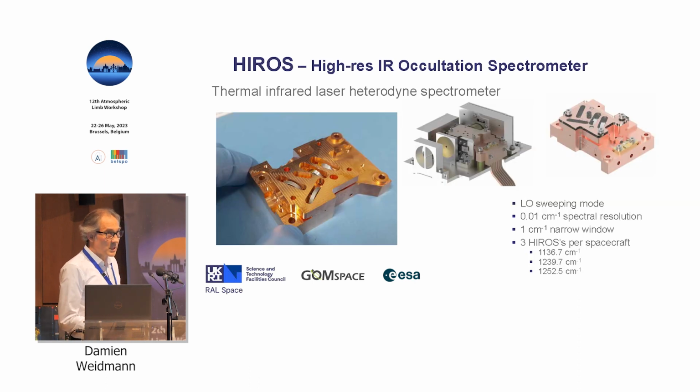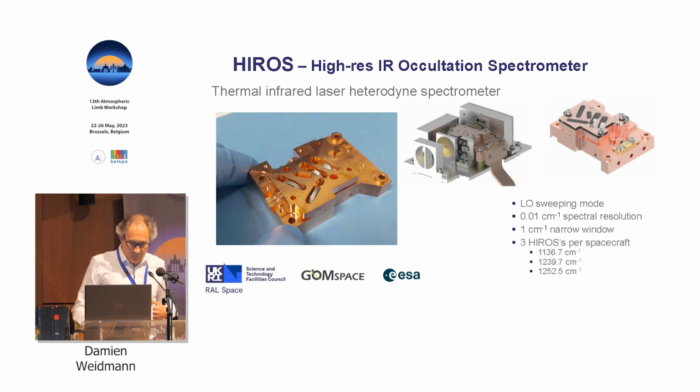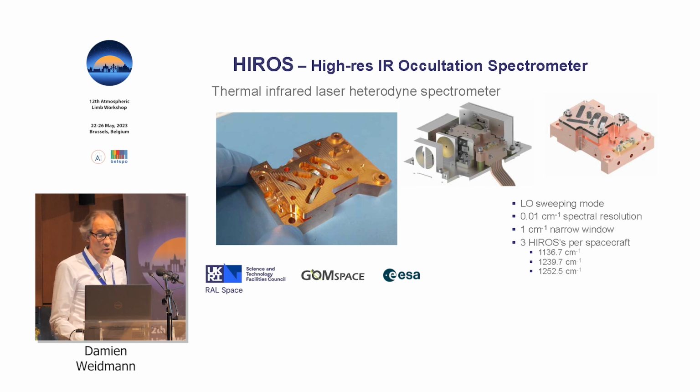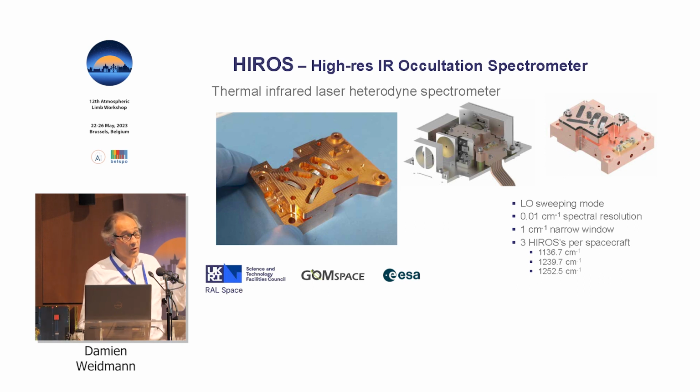The second instrument is the high resolution spectrometer. We don't have the space for an FTIR, and we need a high resolving power. So the technology we're using is that of thermal infrared laser heterodyne spectrometry, which we have further miniaturized using hollow waveguide hybrid integration.